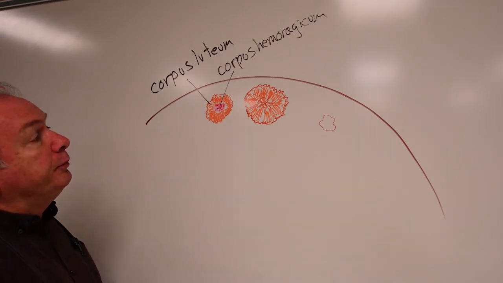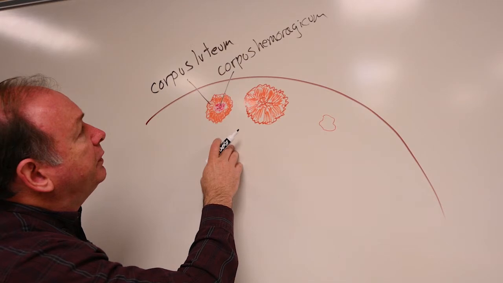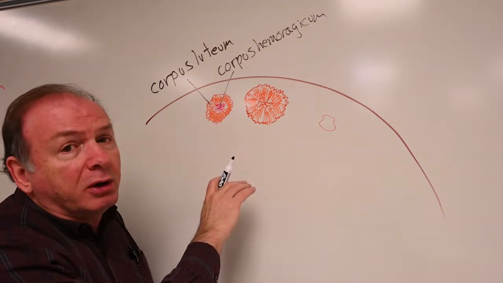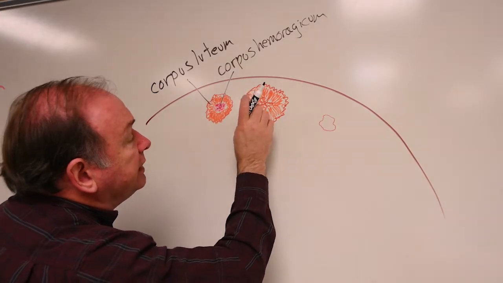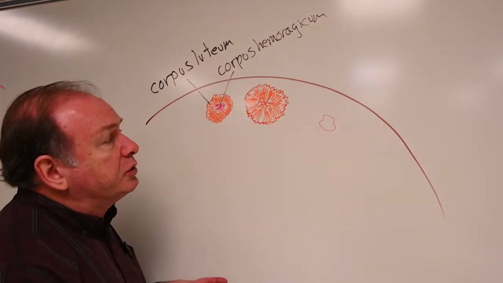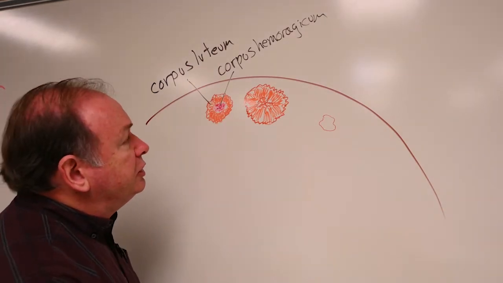Corpus hemorrhagicum. But that's quickly lost. It disappears fairly soon after ovulation. Over the next 12 days or so after ovulation, these cells actually proliferate into a hormone-producing structure on the surface of the ovary. They're producing both progesterones and estrogens.